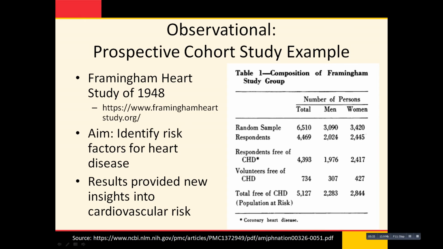And then there were 4,393 who were free of coronary heart disease at the outset. So if our outcome is to find out new cases, incidents of coronary heart disease, we can't have people who have the disease at baseline. Again, a key principle of cohort studies, they have to be free of disease. They also had another group that volunteered. They weren't in the random sample, but they volunteered and they were free of coronary heart disease. So that made their total cohort that was free of coronary heart disease 5,127. And you can see they break down the difference between men and women that were included in the study cohort.